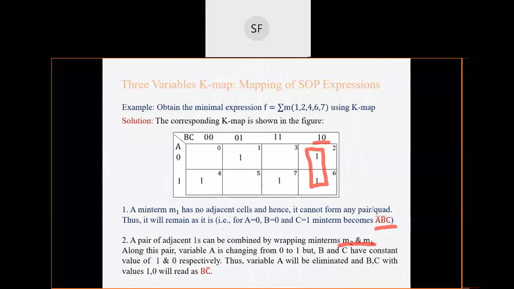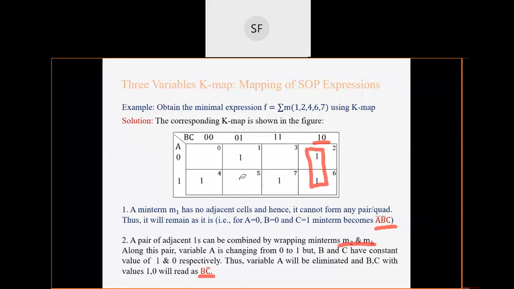The same thing has been written here. Along this pair, the variable A is changing from 0 to 1, but B and C have constant values of 1 and 0 respectively, because your B is 1 and C is 0. Thus, variable A will be eliminated and BC with values 1 0 will be read as, since the value of B is 1, it will be in uncomplemented form, and since the value of C is 0, it will be in complemented form. So you got the second term of your minimized expression. Now this is your B C bar.